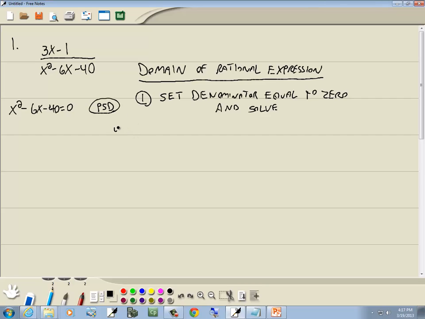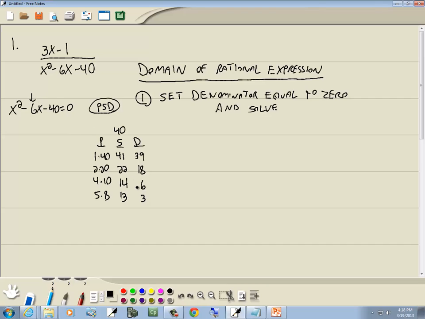We'll take our number at the end, which is the 40, and we're going to create 3 columns. We'll write down all products that give us 40. We got 1 times 40, 2 times 20, 4 times 10, and 5 times 8. In the S column, we'll add those together. 1 plus 40 is 41, 2 plus 20 is 22, 4 plus 10 is 14, 5 plus 8 is 13. Difference column, we'll subtract them. 40 minus 1 is 39, 20 minus 2 is 18, 10 minus 4 is 6, 8 minus 5 is 3.